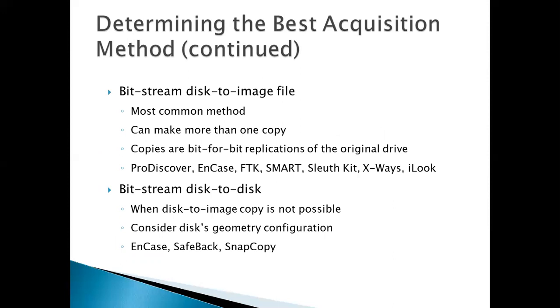Normally, whatever is available, we copy and store it in the form of an image. It can make more than one copy also. You can replicate as you need. The tools used are ProDiscover, EnCase, FTK, Smart, SleuthKit, X-Ways, and iLook. These are some of the CF tools used to do disk to image file copying. Your disk files will be copied in the image format by using these tools.